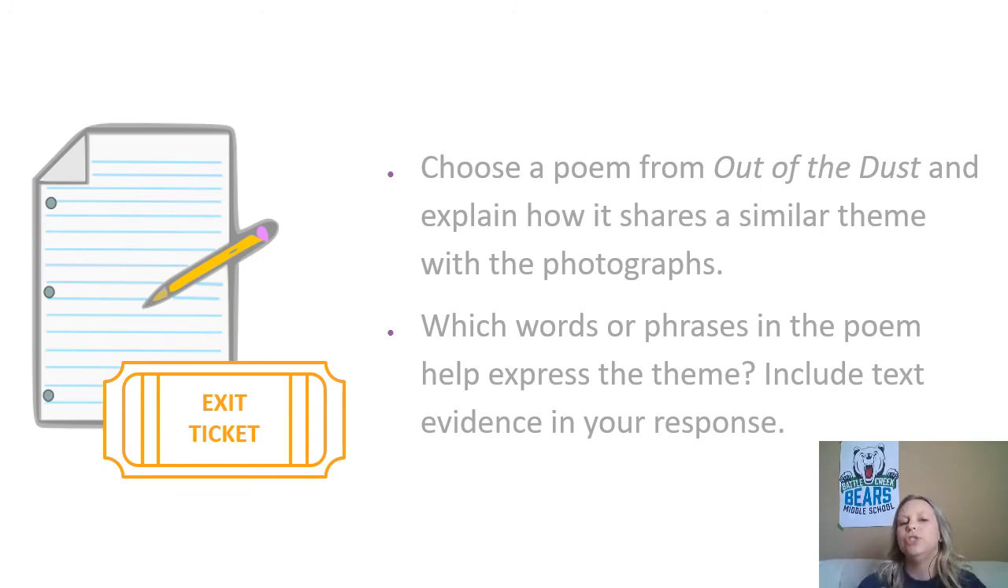But I want you to explain how it shares a similar theme with the photographs. So you definitely want to choose one that shares a similar theme with the photographs. Which words or phrases in the poem help express the theme? Just like I pulled out some of the phrases that helped express the theme, I want you to pull out the phrases that help express the theme. And then, how is that theme similar to the theme that you wrote down for the photographs?